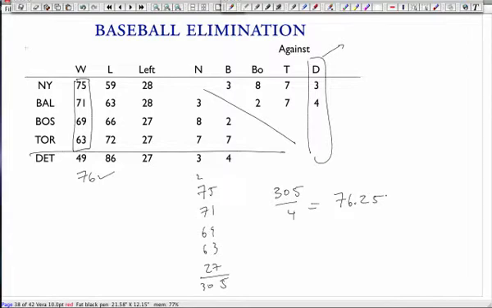Since wins are integral, that means some team must win 77. Isn't that a cleaner argument? I'm going to say among these 4 teams and the games left, they have 305 wins divided by 4 teams, which means some team has to have 77. Much better than if, okay?